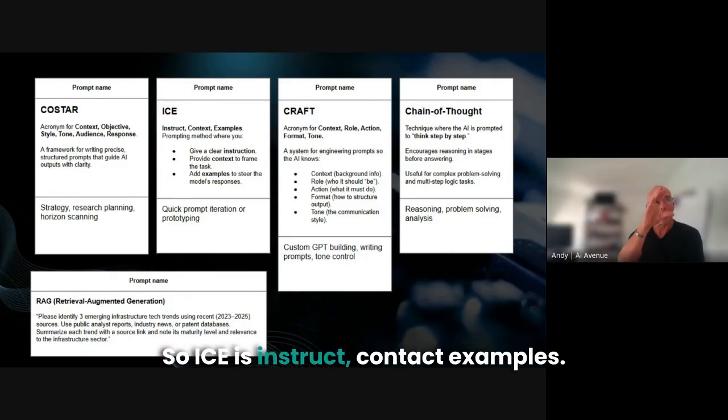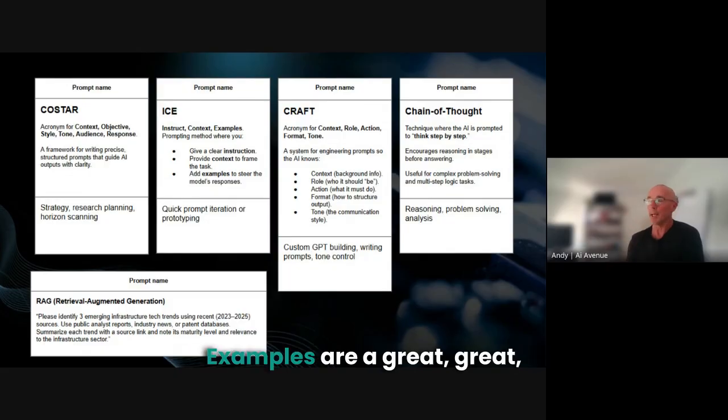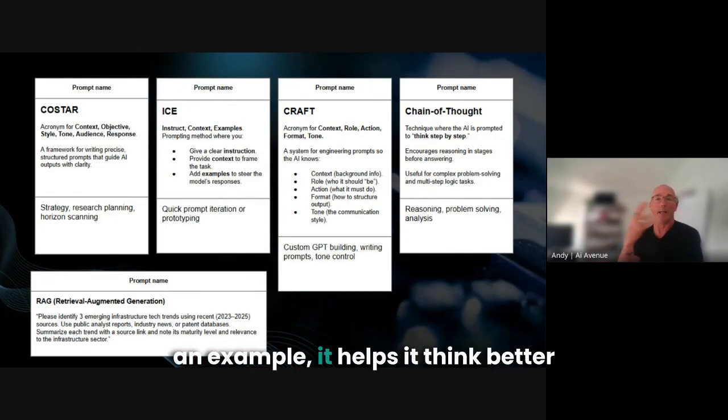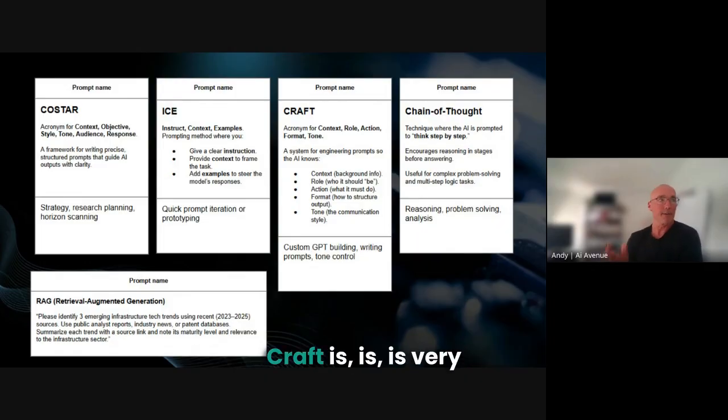So ICE is instruct, context, examples. Examples are a great thing that people often miss, right? If you're asking something and you give it context with an example, it helps it think better. Absolutely. And more quickly and more cleanly. Craft is very similar to CoStar.